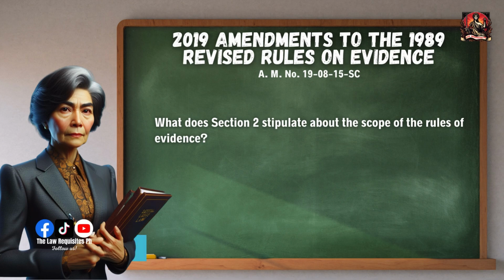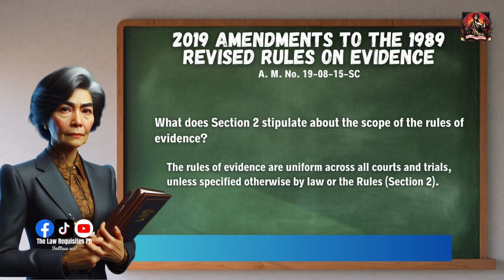What does Section 2 stipulate about the scope of the rules of evidence? The rules of evidence are uniform across all courts and trials, unless specified otherwise by law or the rules, Section 2.